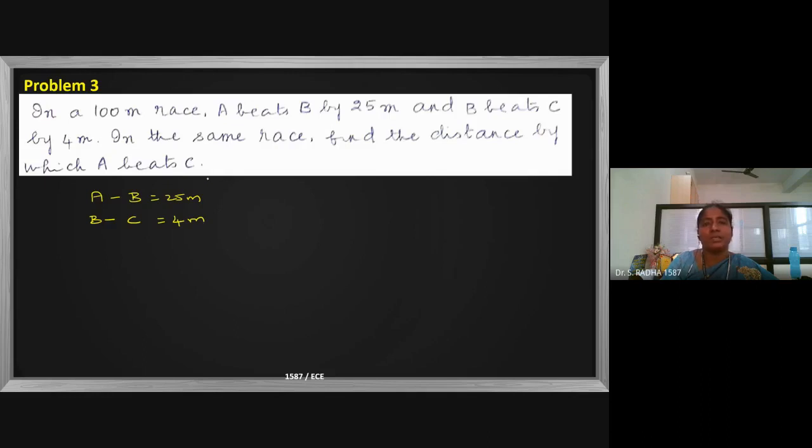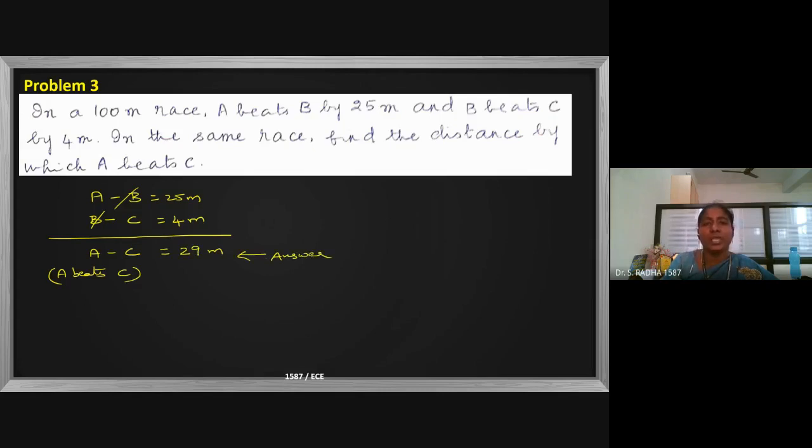A beats C. If I add these two equations, B and B get cancelled. I will be left with A minus C, which is the same as A beats C. I'm just adding these two equations. So the addition becomes 29 meters. The final answer is 29 meters.